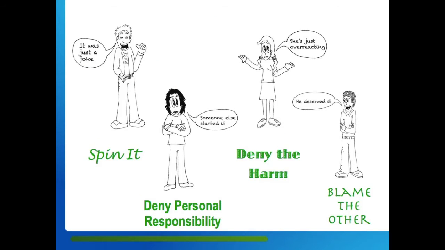So here are the 4 most common ways to rationalize. Spin it. It was a joke. It was a prank. It was locker room talk. Boys will be boys. Deny personal responsibility. Someone else started it. Someone else should fix it. Deny the harm. She's overreacting. It wasn't that bad. Blame the other. He deserved it. Listen, you can hear these rationalizations almost on a daily basis in the news.